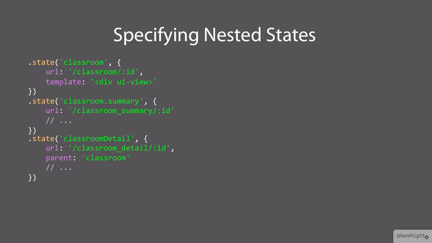The second way to specify a child state is to use the parent property on a configuration object to specify the name of the parent state as a string. Here you can see I've defined another child state of the classroom state because I've assigned the string classroom to the parent property. The final way to specify a child state is nearly identical. You can assign a state object to the parent property instead of using a string. Since the name of the parent state object is classroom, I can just specify that object here.